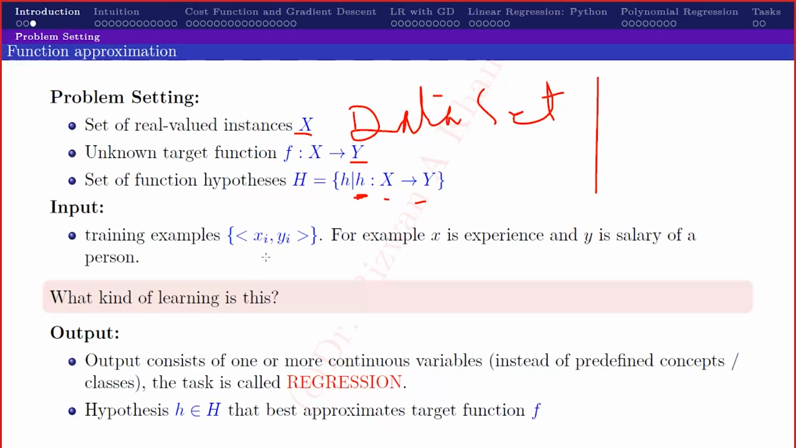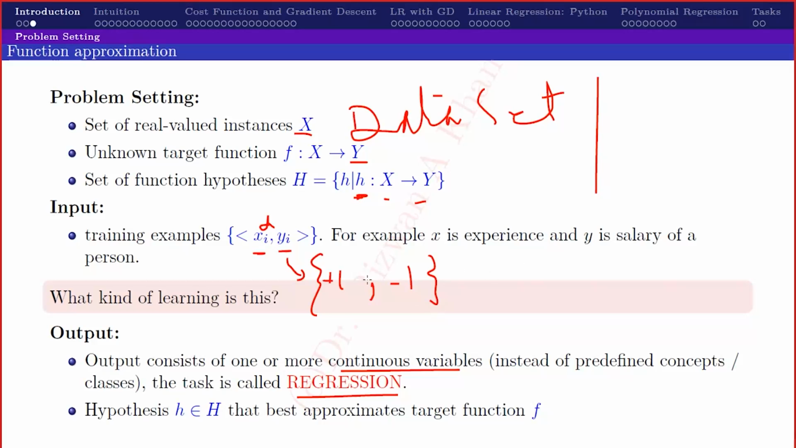Training examples again are given as vectors xi, yi. Xi could have d dimensions and yi is the output corresponding to input xi. But what kind of learning is this? This is regression. The output of regression consists of one or more continuous variables. Instead of predefined concepts or classes, now we have a continuous variable that we want to predict. In classification, this yi is usually binary, like +1 or -1, so we try to predict whether the input feature vector belongs to class +1 or -1, or it could be many other classes, 10, 20, 30 classes, doesn't matter, but they are discrete.